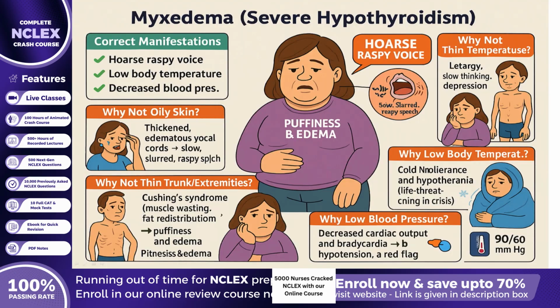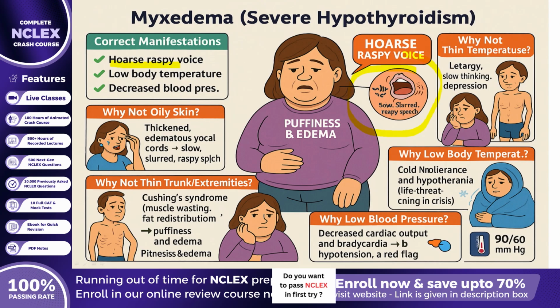Starting with option 1, hoarse, raspy voice, this is correct because in hypothyroidism and myxedema, mucopolysaccharides accumulate in the interstitial tissues, leading to thickening of the vocal cords and edema in the oropharyngeal region. This results in a classic hoarse, raspy voice and sometimes slow, slurred speech. It is an important indicator of the characteristic tissue infiltration that defines myxedema.